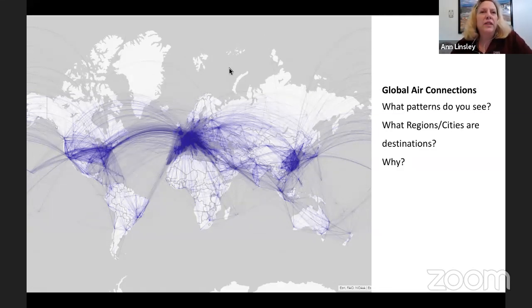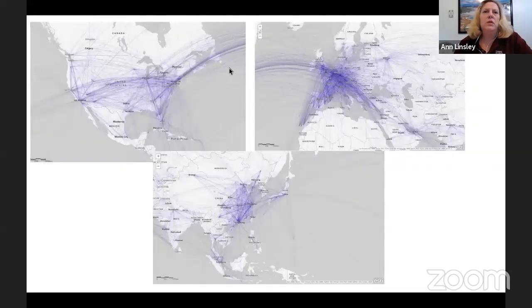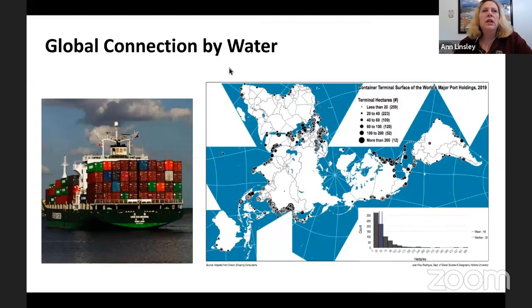So we're looking at this static image of these global air connections. Notice, obviously, this is going to be the curvature, but look at this heavy concentration. So we are connecting these regions and these cities, which continue to contribute to their growth. You see it in a smaller end like this. We also can connect by water, and that's obviously the movement of cargo.